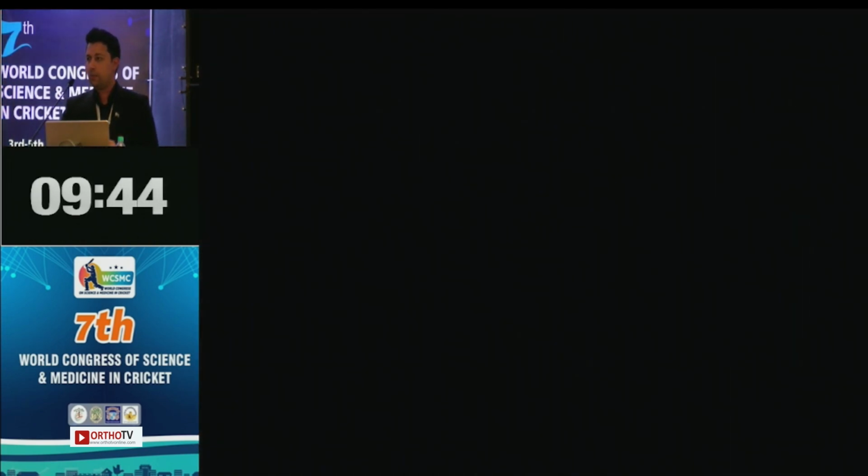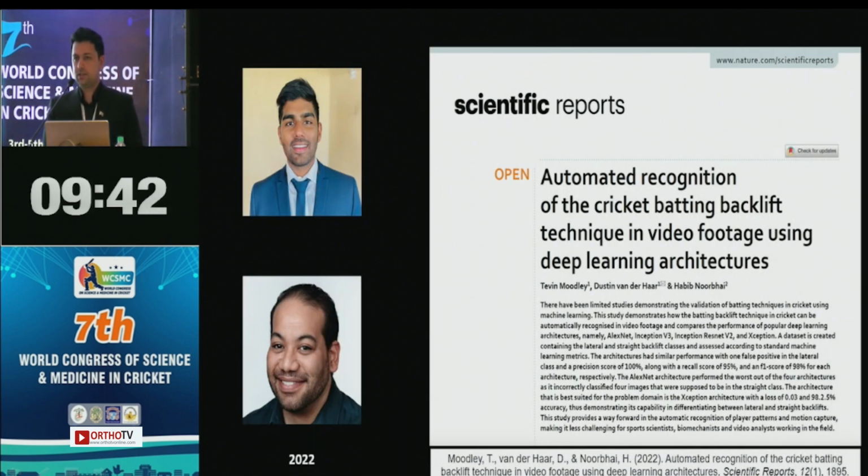And so one of the things in cricket batting, or even with performance analysis or video analysis in sport, is that it's becoming very time consuming. And one of the things that AI brings in right now is efficiency in saving time for video analysts and support staff at the top level, to give real-time feedback to players. So we want to understand, can AI assist in recognizing the backlift using deep learning architectures? And this was conducted with my colleagues at the University of Johannesburg, Tevin Moodley and Professor Dustin van der Haar.